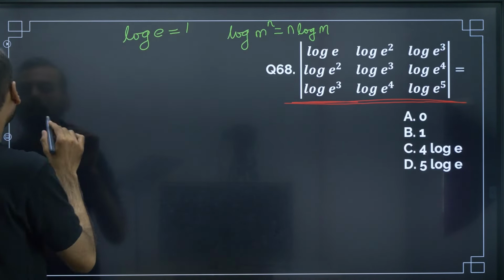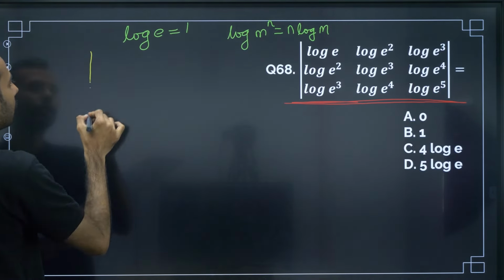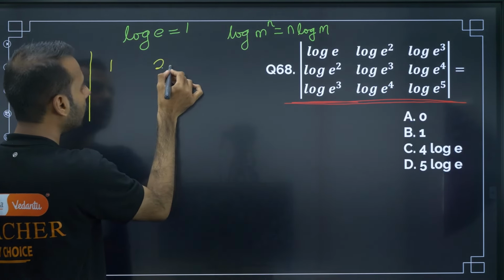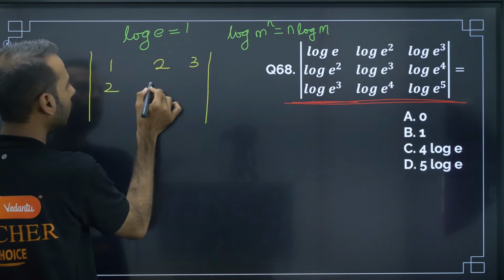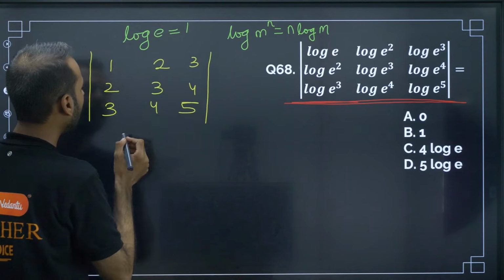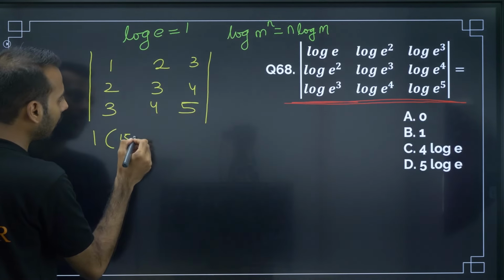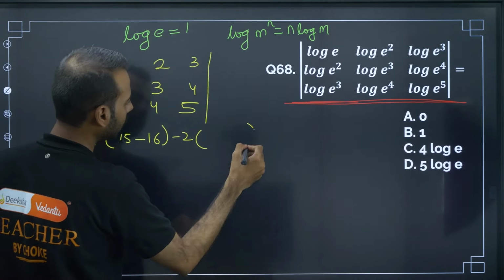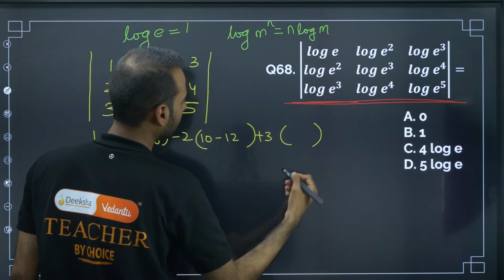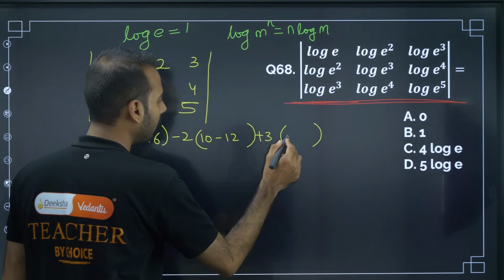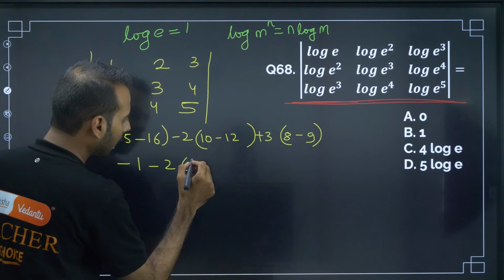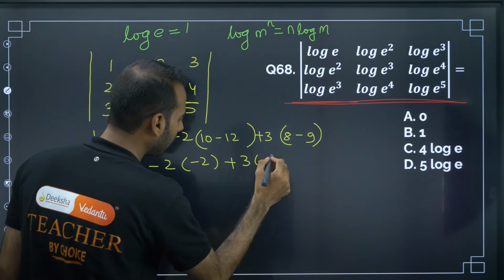Now if I consider this determinant, log e is 1, log e squared is 2, and in the same way 3, 2, 3, 4, 3, 4, 5. Now if I take the determinant, 3 fives are 15 minus 16, minus 2 times 10 minus 12, plus 3 times 8 minus 9. So for this minus 1, minus 2, and for this 3, minus 1.